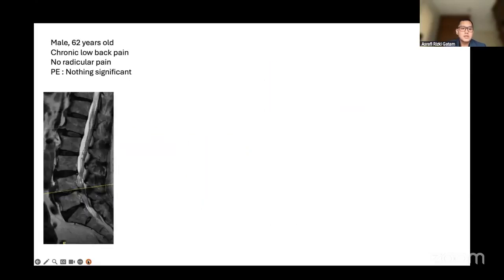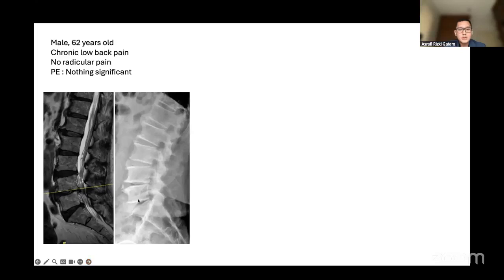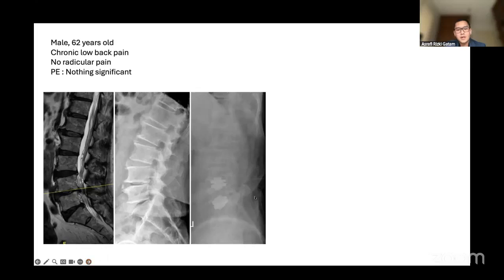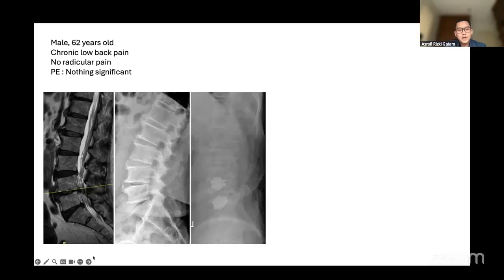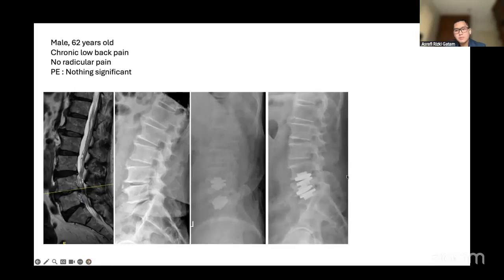So this is just an example. Patient, male, 62 years old, with chronic low back pain. You can see on the X-rays there's a vacuum disc at L5-S1 and L4-5. And then I put a disc replacement in. You can see here at the level of L5-S1, when I tried to mobilize it, there was some subsidence occurring directly. And after 3 months, there is definitely subsidence.